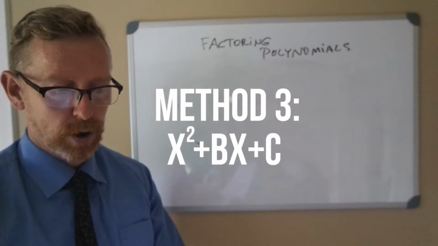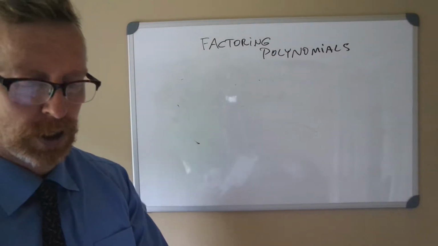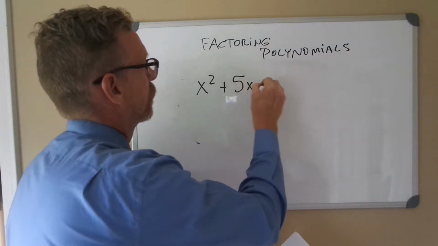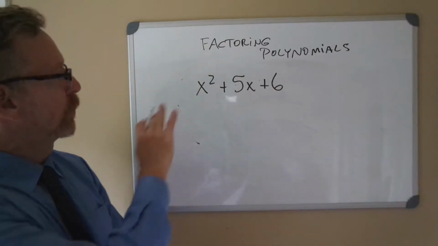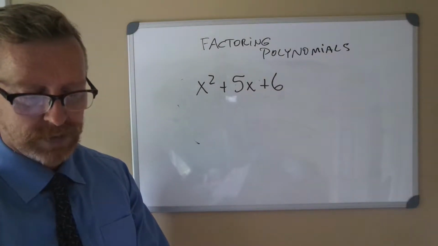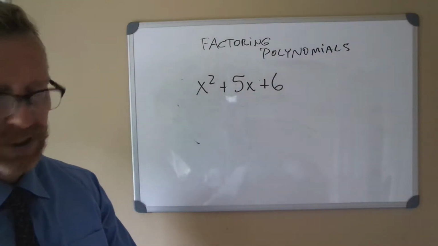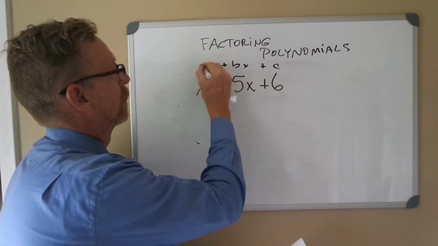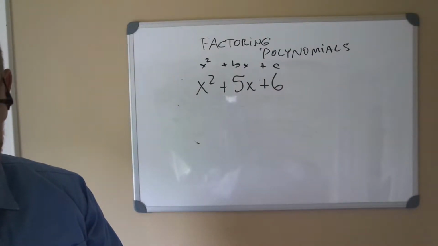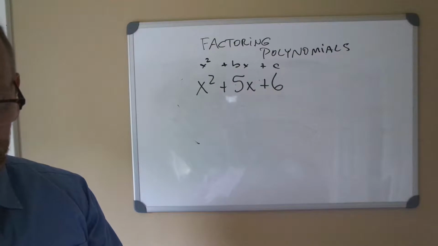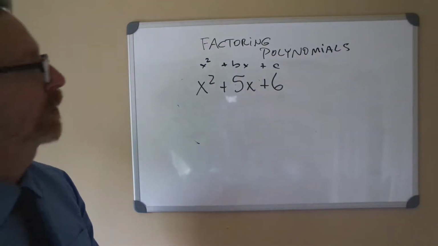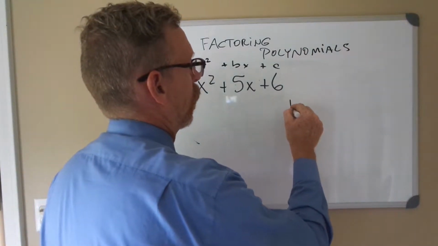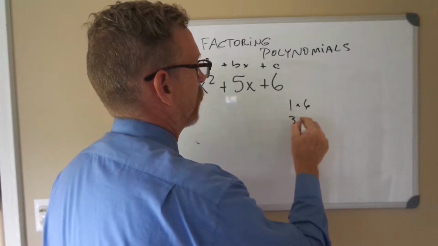So our third method is where we have the x squared plus bx plus c. We use the example of x squared plus 5x plus 6. First we're going to see if there are any common factors, which there are none. Then we look at the c factor, and we want to find numbers where their product is c, in this case 6, and where their sum is b, in this case 5. 6 can be the product of either 1 and 6 or 3 and 2.